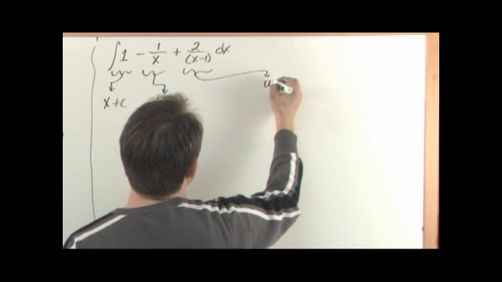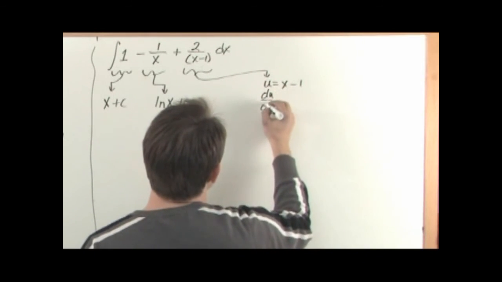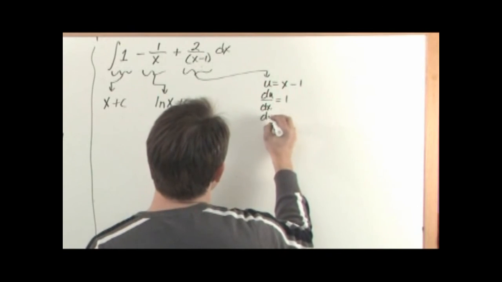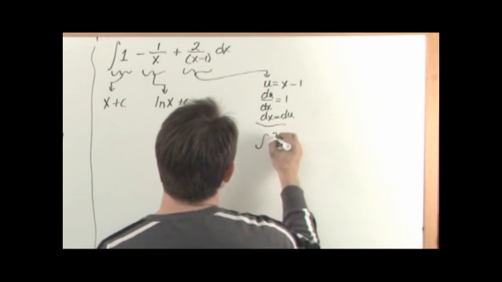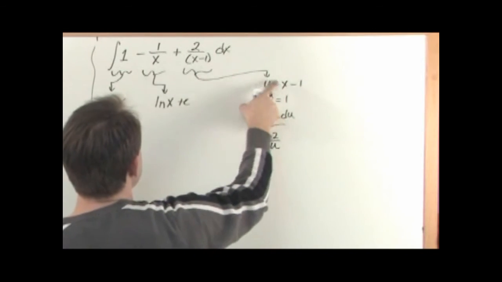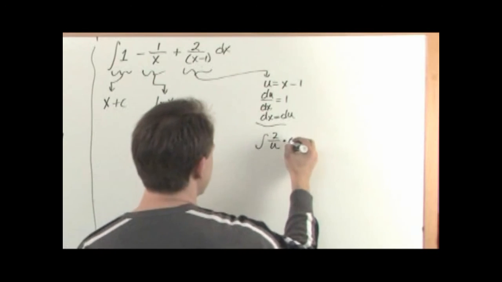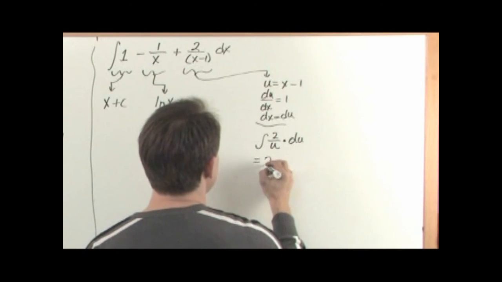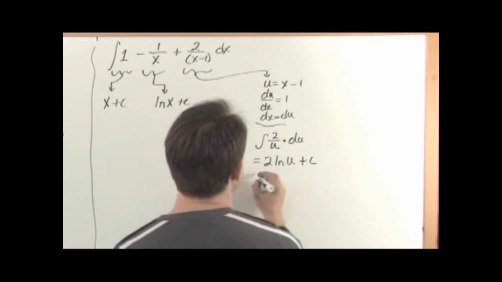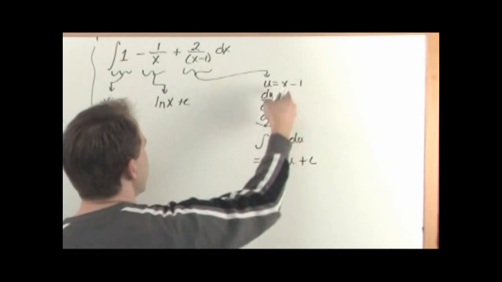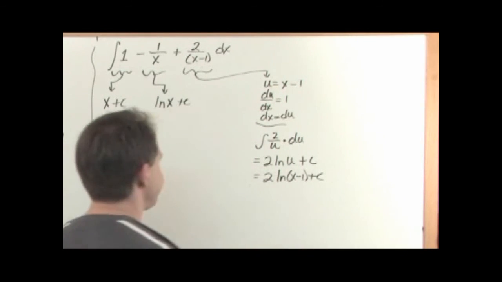I always like to do my substitution just to be rigorous. u is equal to x minus 1. du/dx is equal to 1. Then dx is equal to du. So we go ahead and plug in. We've got the integral of 2 over u, because that's what we did for our substitution, times dx, which was equal to du. So it's going to be equal to 2 times the natural log of u. The integral of 1 over u is the natural log, plus a constant, and then we just plug in what we know for u, which is x minus 1. Natural log of x minus 1 plus a constant.